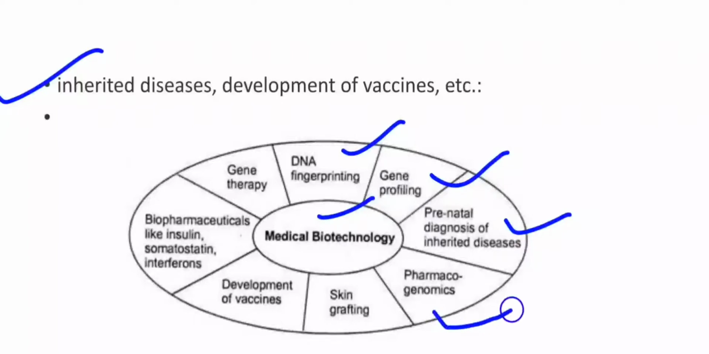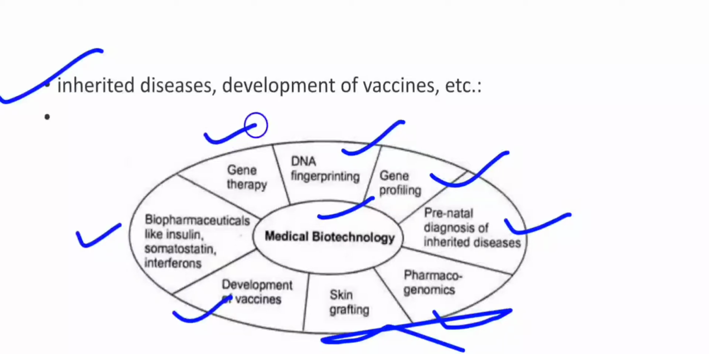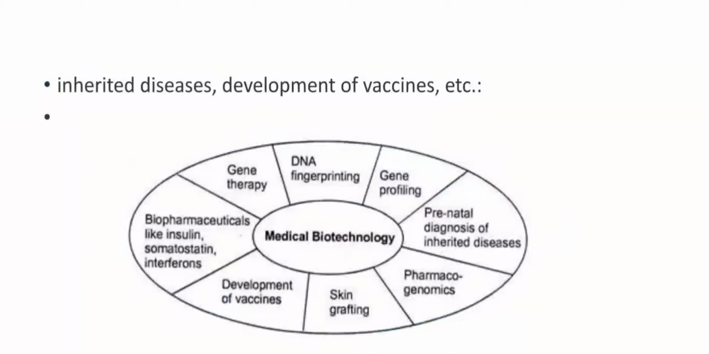We can use it for pharmacogenomics, we can use it for skin grafting, for developing vaccines, then for biopharmaceuticals like for production of insulin, which is used to treat diabetic patients, somatostatin, which is growth hormone, then interferon production can be done, then gene therapy can be given in medical biotechnology. These are certain areas where we can apply medical biotechnology.